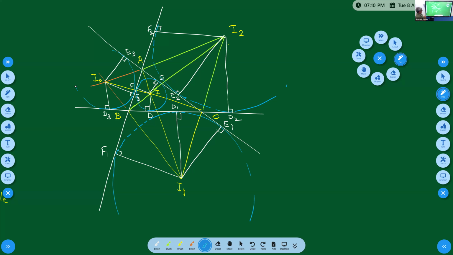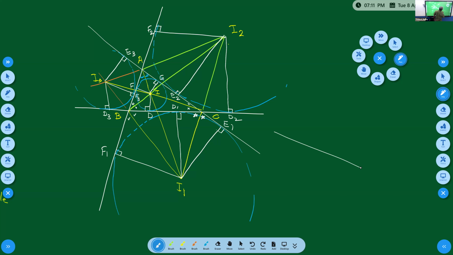Now, interesting part is this is internal angle bisector. These two angles are equal, these two angles are equal, and these two angles are equal. Internal angle bisector. And this is external angle bisector. This is external angle bisector, and so on. All of them similar.